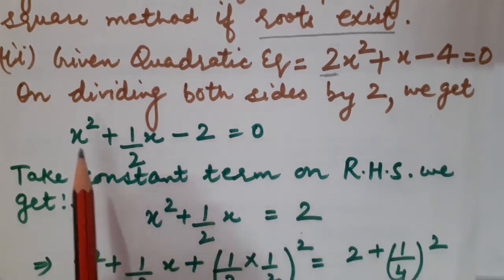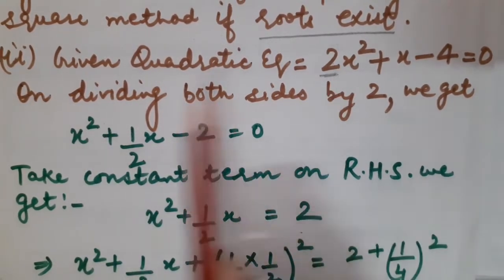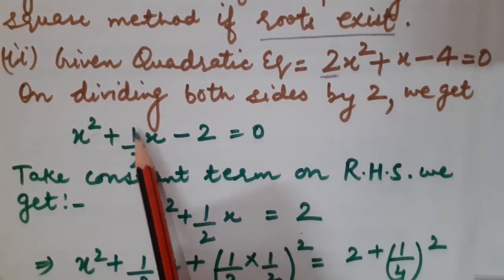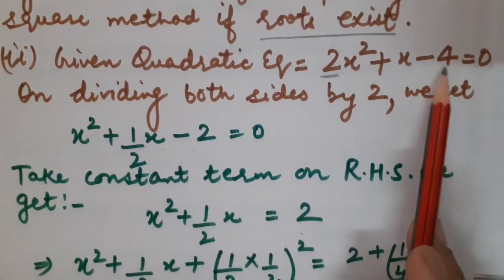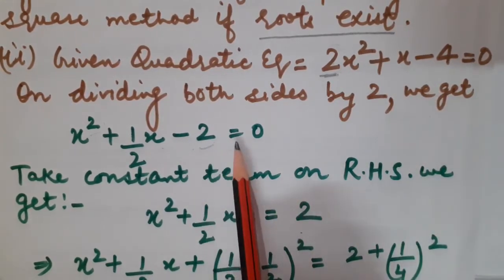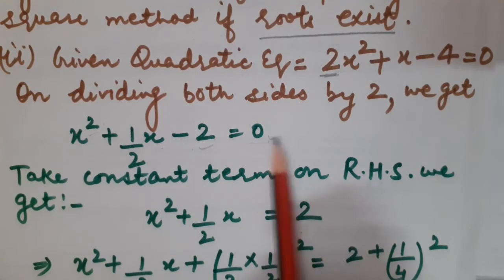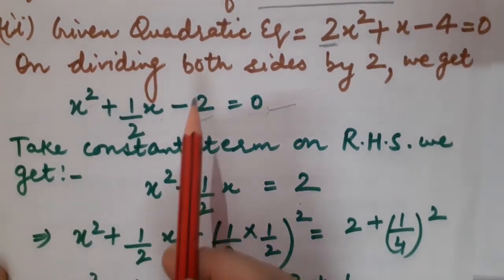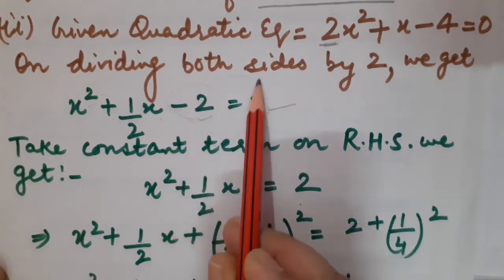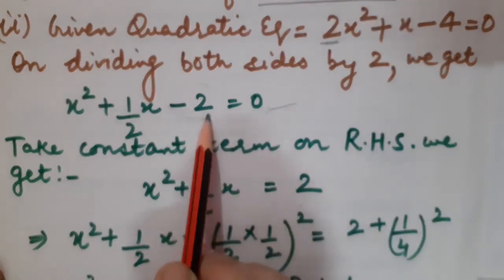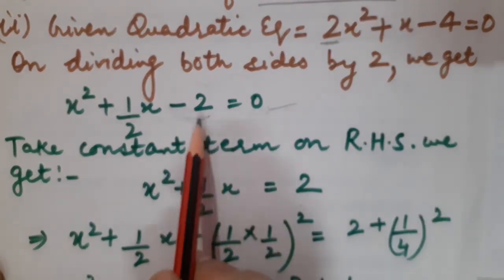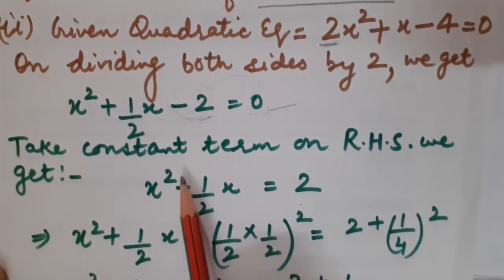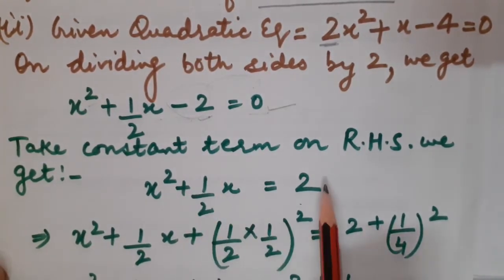After dividing, I have got x square plus 1 upon 2x minus 4 upon 2, that would give you 2, is equal to 0 upon 2, that is 0. Correct. Now the next step was that you have to take the constant value on the right hand side. What is the constant present over here? That is minus 2. So it would become x square plus 1 upon 2x is equal to 2.